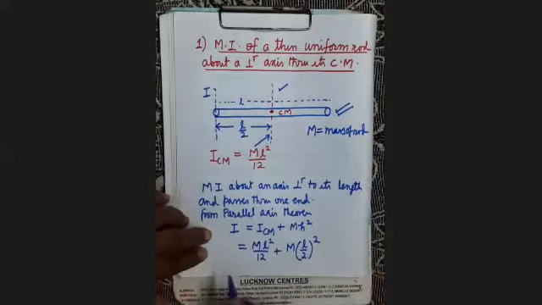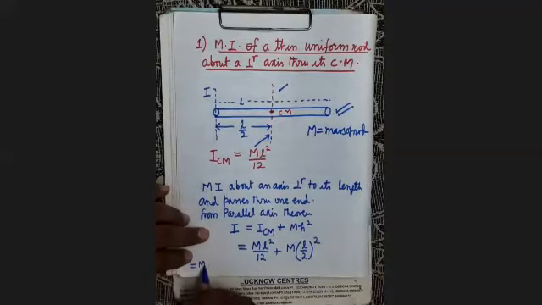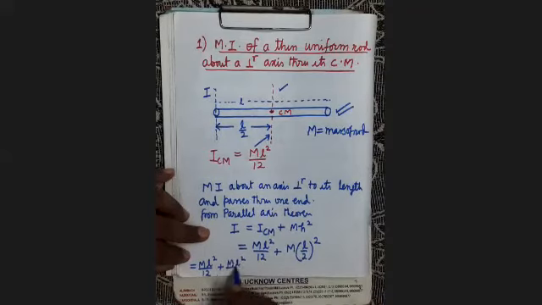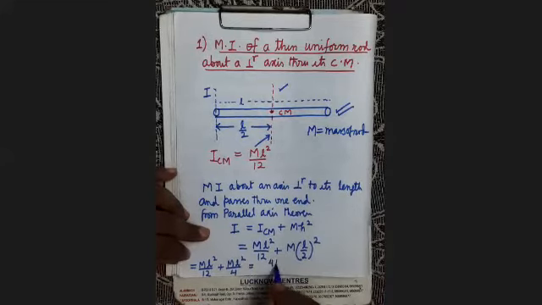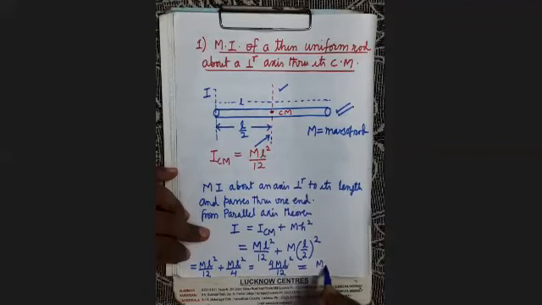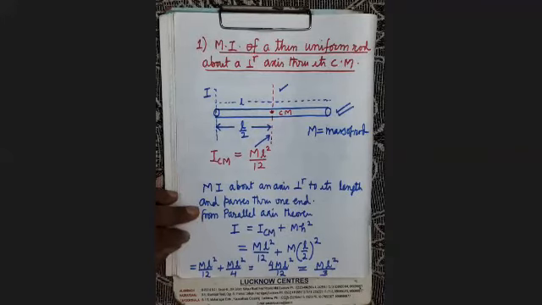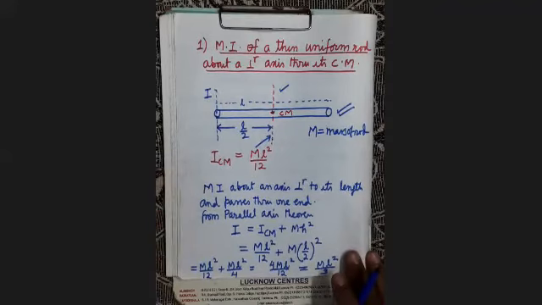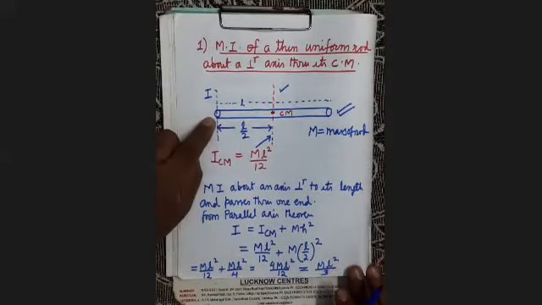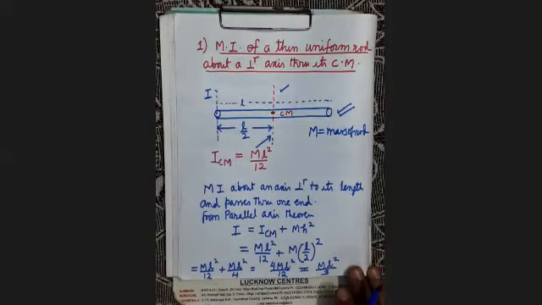So this will become ML square upon 12 plus ML square upon 4. On taking LCM and simplifying, it will come out 4 ML square upon 12, that is equal to ML square upon 3. This will be the moment of inertia about another axis passing through its one end and perpendicular to its length.